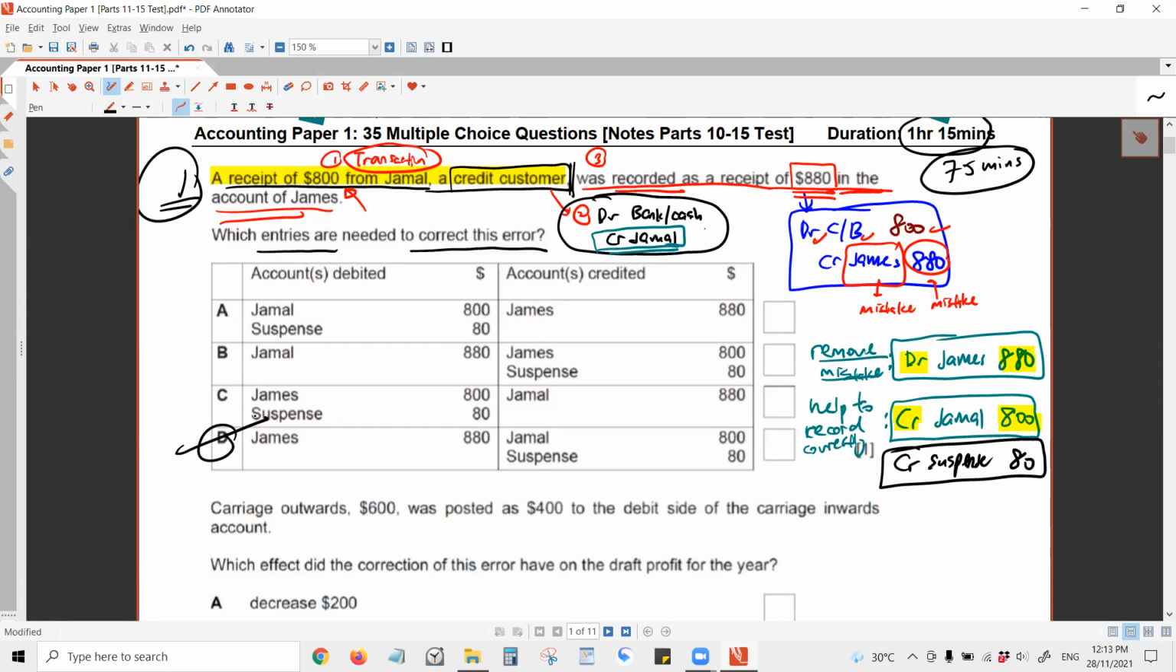Remember, that's how we solve correction of error topic questions. Find the transaction, see what should be done, then see what they did, then you focus on doing the correction. So I remove their mistake, debit James, then I help them to record it correctly, credit Jamal. Then if you see that there's nothing else to be done, you must have an entry in the suspense account.